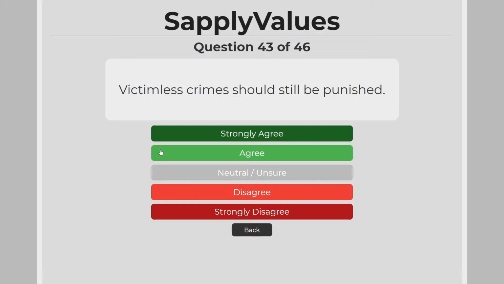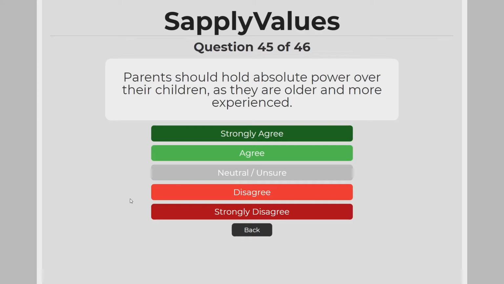I'm inclined to agree with this. Soft agree. I think most victimless crimes shouldn't be punished, but there are some that still should. So, soft agree. One cannot be moral without religion. Strongly disagree. I think you can be moral without religion. That's just my belief.